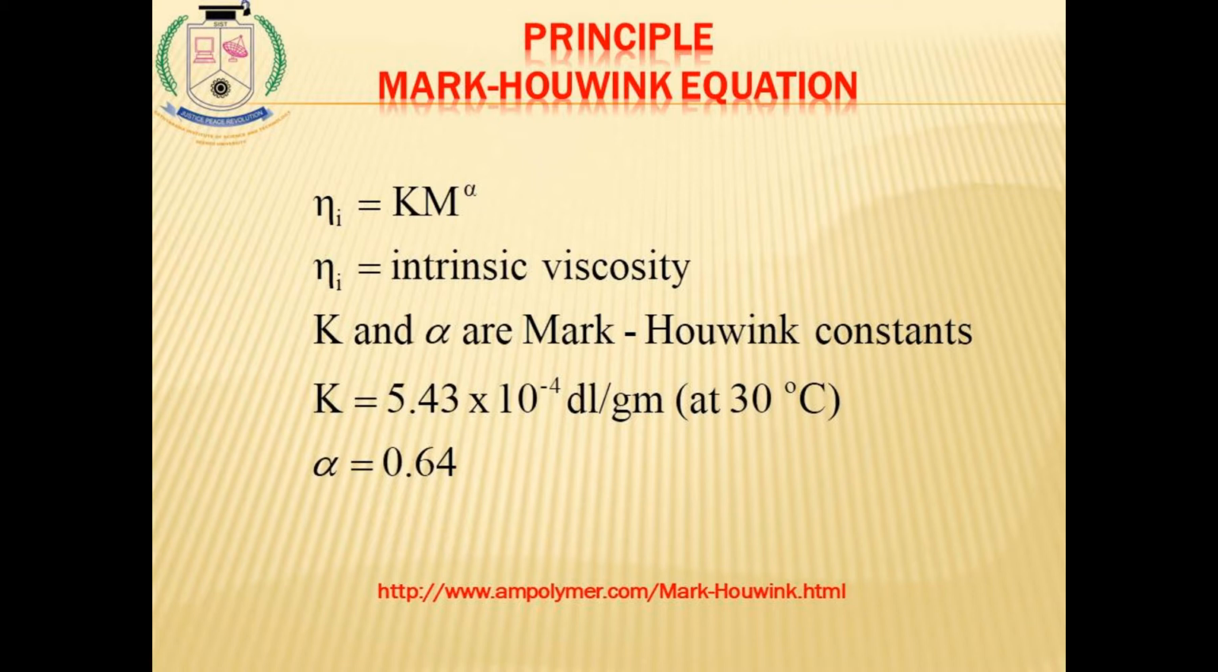K is equal to 5.43 into 10 power minus 4 deciliter per gram at 30 degrees centigrade. It depends on temperature; both K and alpha depend on temperature. The alpha value for polyvinyl alcohol is 0.64. The K value for polyvinyl alcohol is 5.43 into 10 power minus 4 deciliter per gram.